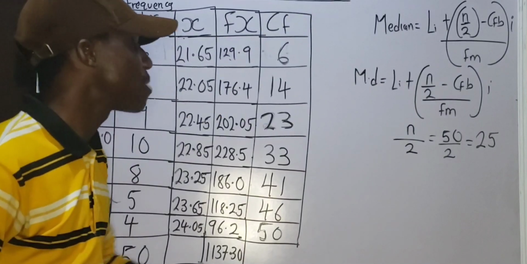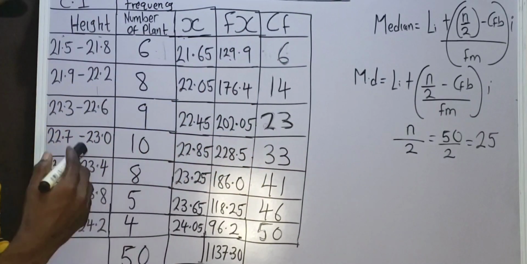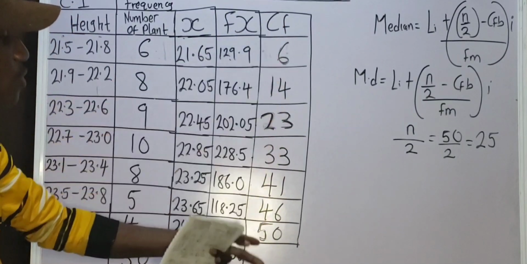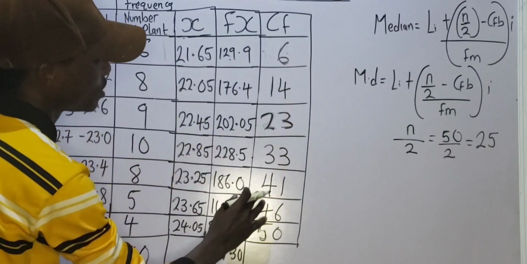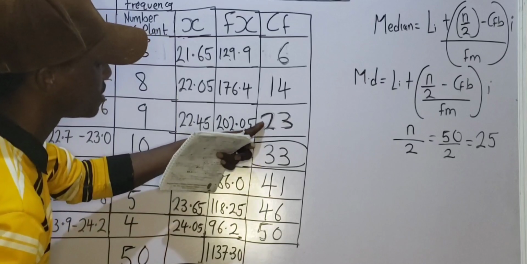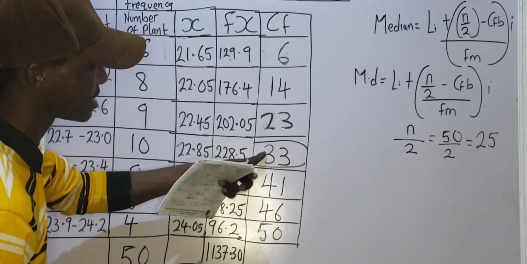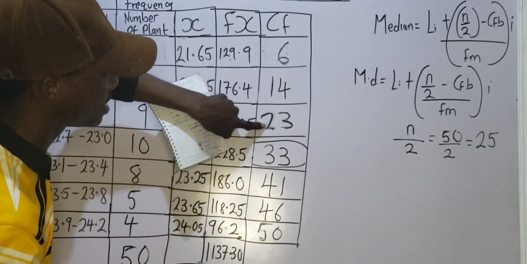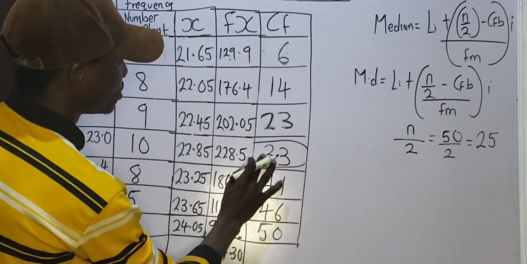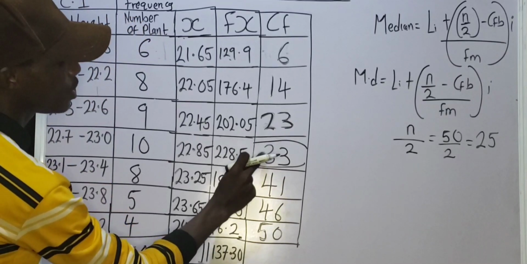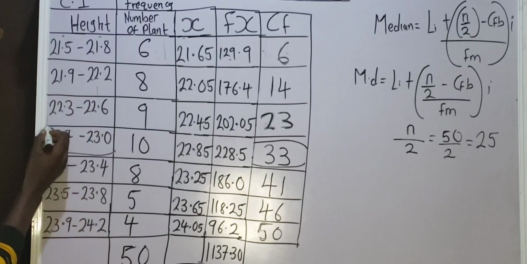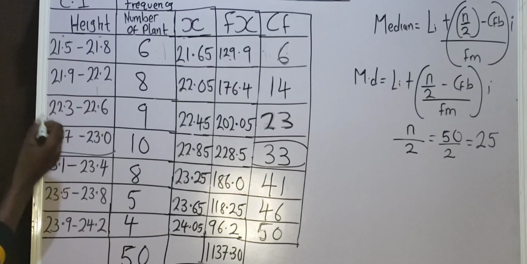Now, the next step is that I'm going to locate where 25 falls among my cumulative frequency column. You understand? Don't forget that this is the cumulative frequency column. Now, where does 25 fall? You can see that this is the place where 25 falls, because 25 is greater than 23 and it is less than 33. So 25 falls in this range. So the class interval that belongs to where 33 is, that is the class interval of the median class. Let me asterisk it. This is the class interval of the median class.